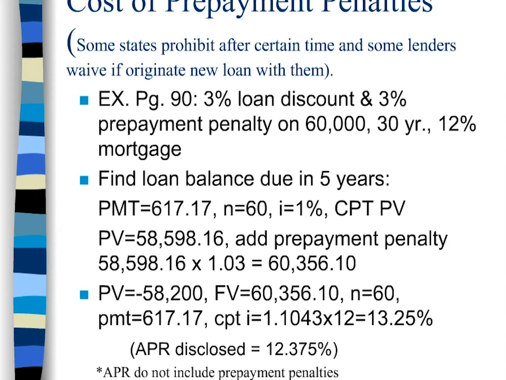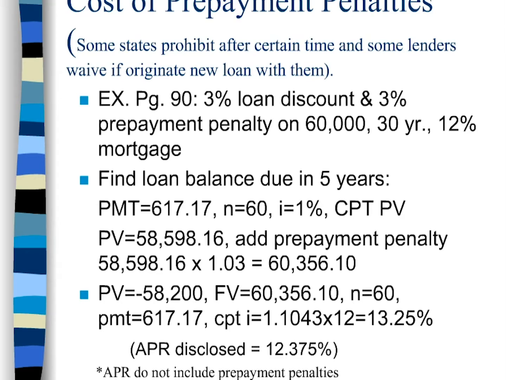Now let's add in the cost of prepayment. Okay, some states do prohibit after a certain amount of time, and some lenders waive if you will originate a new loan with them. So there might be some ways out of this, but let's concentrate on calculating the cost of this. So we'll continue with the same problem, except now they'll add in that not only do you have the 3% points or loan discount, but you also have a 3% prepayment penalty. So let's say, same case, we're going to pay off in 5 years, but now we have to pay an extra 3% of the balance of that loan.